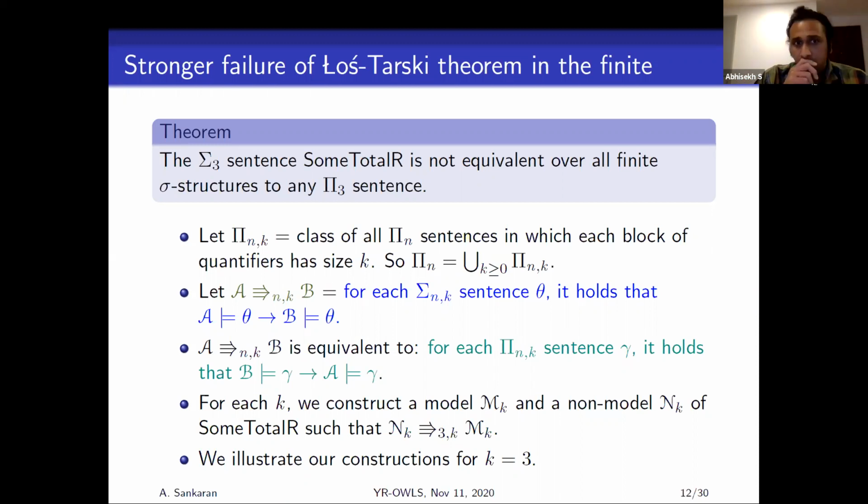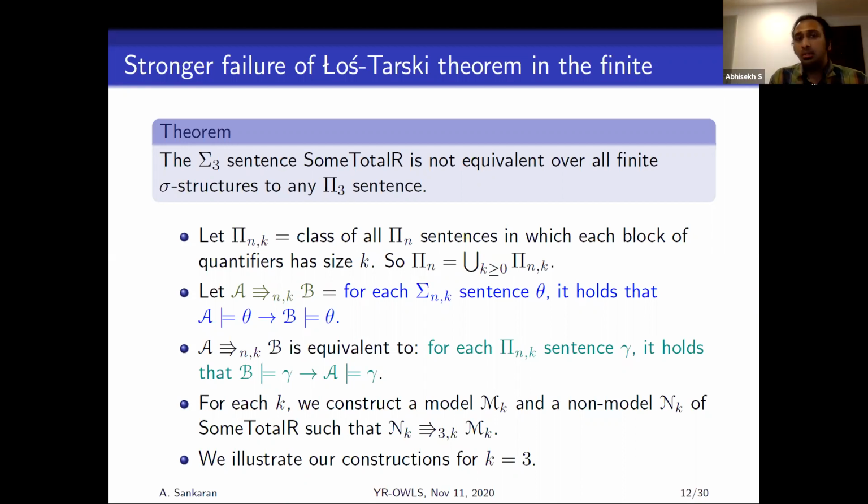So let Pi n,k be the class of all Pi n sentences in which every block of quantifiers is of size exactly k. You can see that every Pi n sentence fits into one such subclass. So Pi n is just the union of Pi n,k. Now define this relation A →n,k B. It is true if for every Sigma n,k sentence theta that is true in A, it is also true in B. I realize I have not defined Sigma n,k: it is just the class of all Sigma n sentences in which every block of quantifiers is of size exactly k.